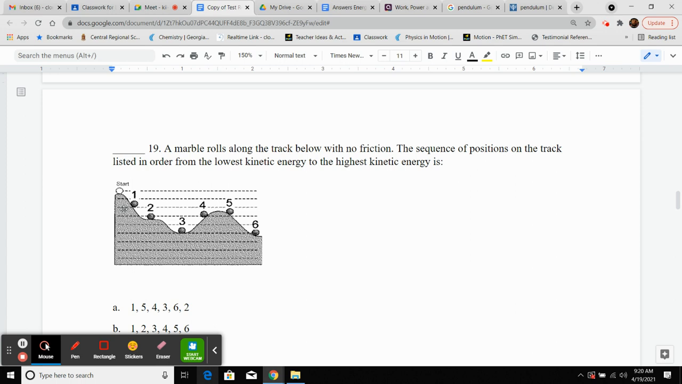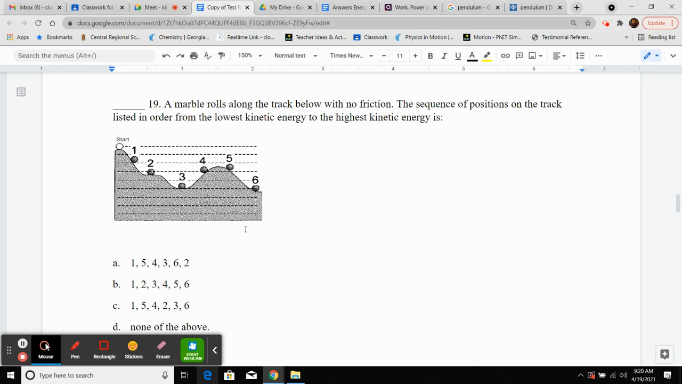If I said, hey, rank them from most to least potential: 1 has the most, then 5, then 2, then 3, then 6. So kinetic energy would be like the opposite. The most kinetic energy would be 6, then 3, then 2, 4, 5, 1. It's definitely not being 1. But since they wanted the lowest kinetic energy, 1 would be the lowest.